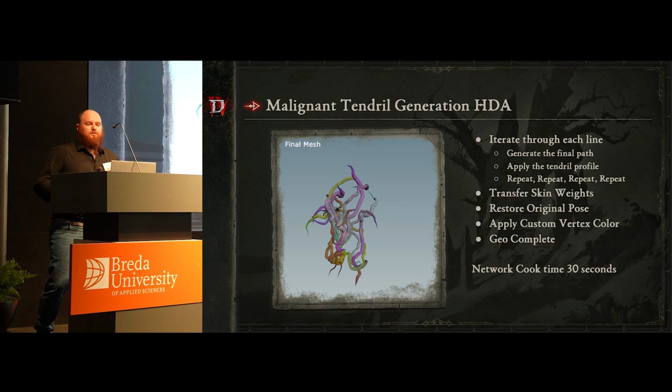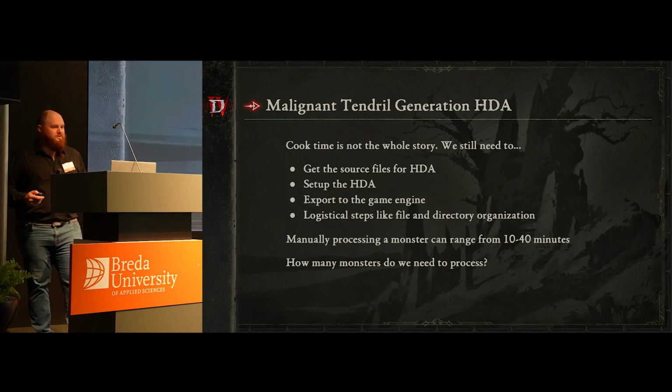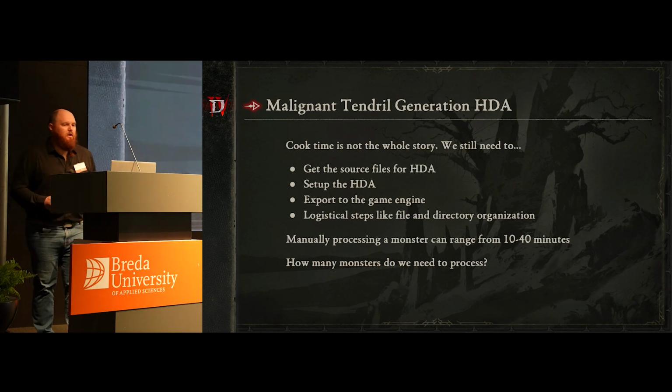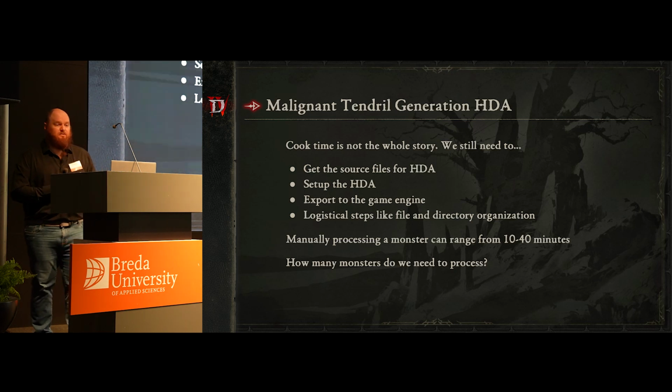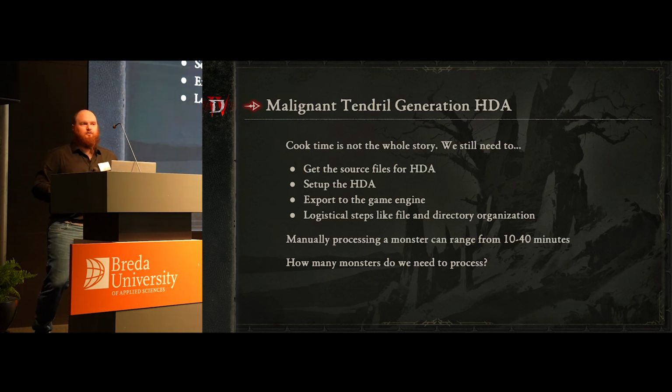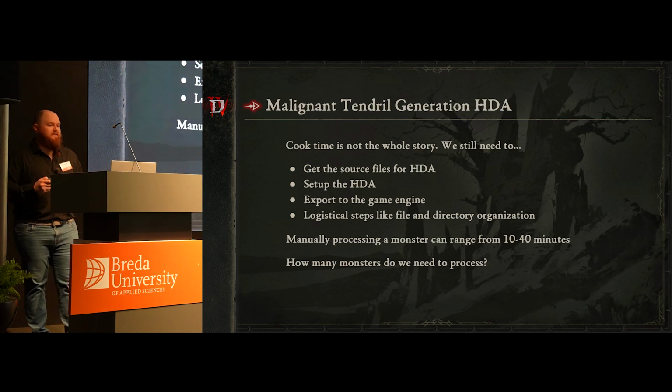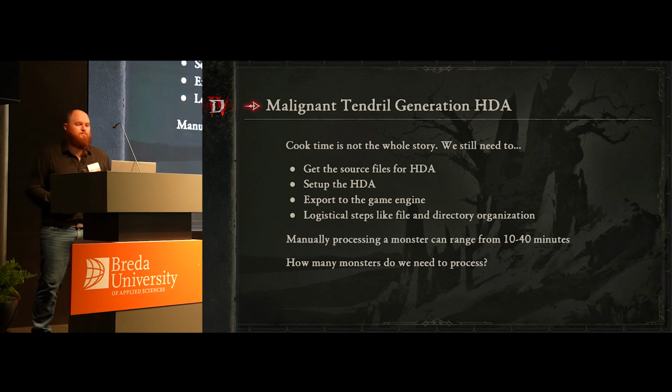So the network takes around 30 seconds to cook. It's not bad, right? Of course, cooking is not the whole story. We still need to get the source files for the HDA, we need to set up the HDA, and we need to export to the game engine, as well as all logistical steps like file and directory organization. Manually processing a monster can take anywhere from 10 to 40 minutes. So how many monsters do we need to process?